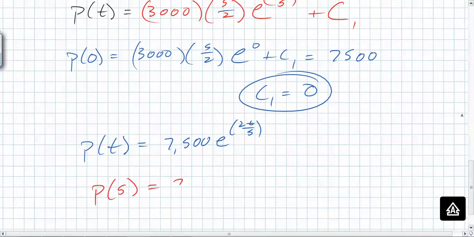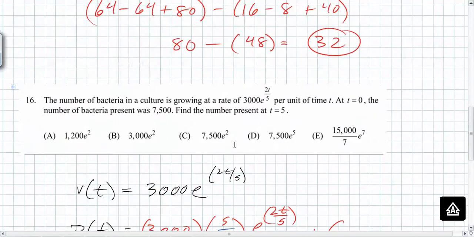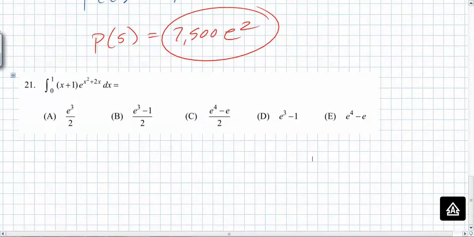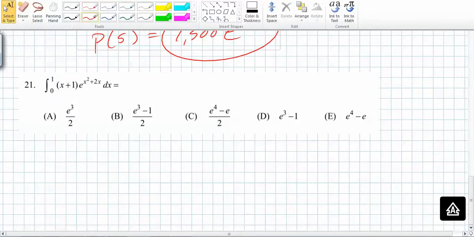P of 5 is going to be 7,500 times e what? Squared. And let's just look. Is that one of the possible answers? Yes, it is. Are there other ways to do it? Use substitution. Okay, so what do we have here?